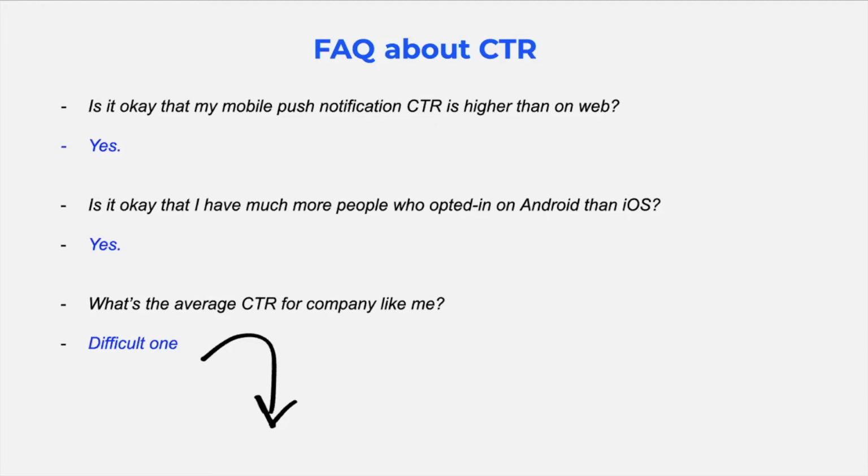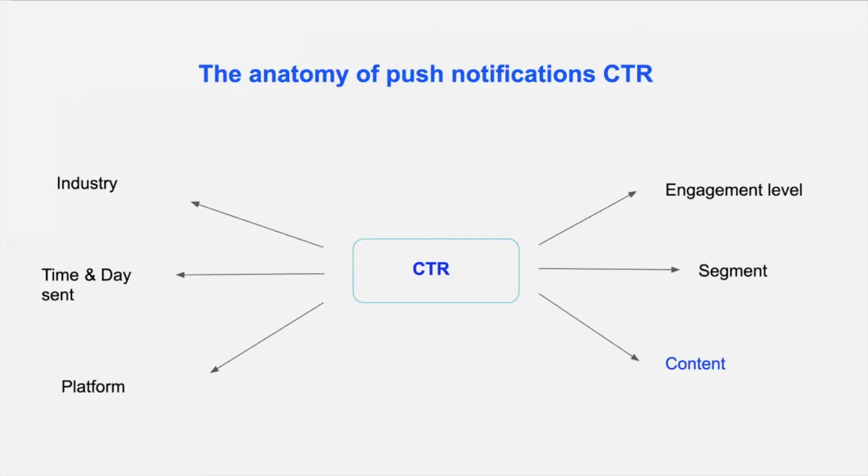And the last question is, what is the average CTR for a company like me? It's the most difficult question because CTR depends not only on the industry, but on many more factors. Here are the factors that influence your push notification CTR. First, yes, it's industry; it's the time and day when you send the push notification; it's the platform; it's the average engagement level of your app's users; it's the segment to whom you want to communicate your push notification; and it's the content. And here we should also consider the fact that all these factors are interconnected.